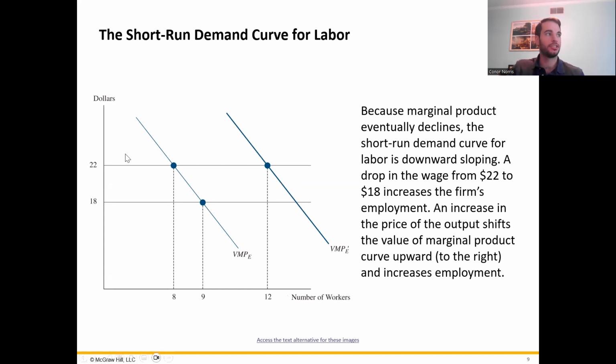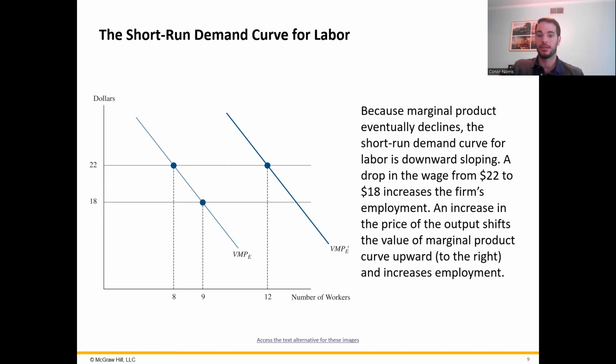Initially, the wage is here at $22. So the firm is going to be willing to hire 8 workers. But what happens if the market wage falls to $18? Well, we would move along the labor demand curve, the value of marginal product curve. So we start at $22 with 8 workers, and we move down until we reach $18, and that's going to lead us to 9 workers.